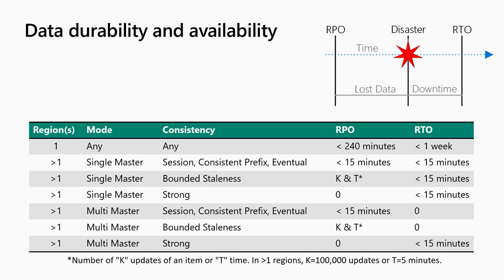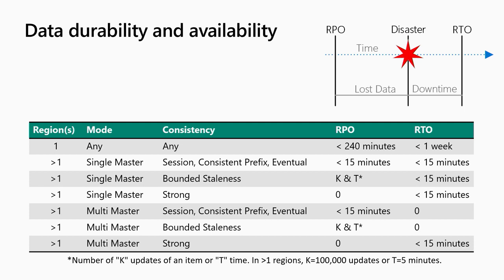For single master mode, within multiple regions, using a relaxed level of consistency, you're going to have an RPO of less than 15 minutes and your RTO less than 15 minutes, if you're using automatic failover. If you're using a manual failover and you detect that even quicker, you could fail over as quickly as you want. But we guarantee within 15 minutes from once we detect that the region is no longer available.